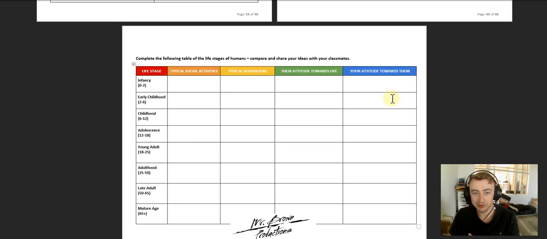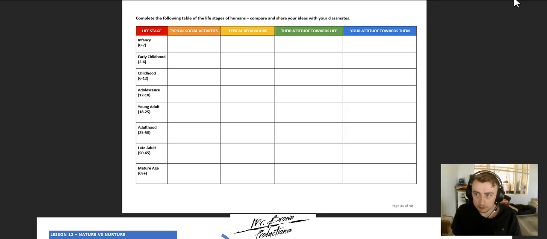Once you have done that, I want you to look at this table. Now this table looks at the life stages, okay, and the transition through the life stage. These are socially constructed life stages I've just put together. I think typically they're fairly accurate at this point in time given the social constructions of Western society. So we have infancy, early childhood, childhood, adolescence where you are now, young adult where you will be soon, adulthood where I'm at now, yay, late adulthood, and then what we call mature age or elderly.